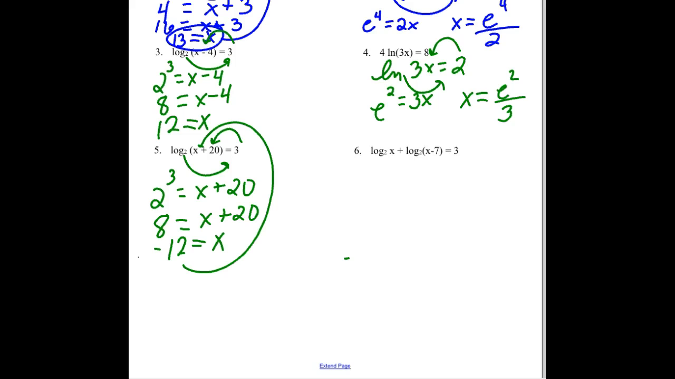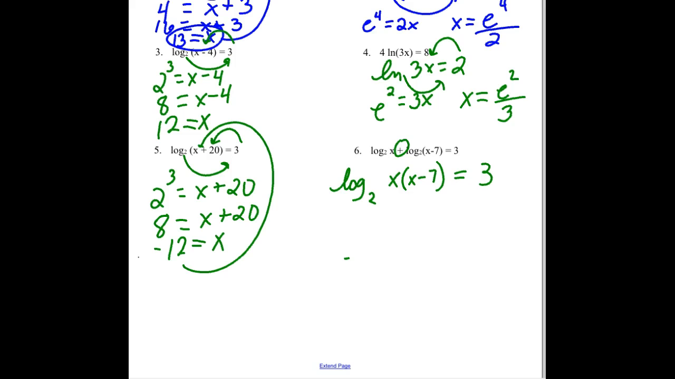Could we condense this? Remember how we expanded and condensed log expressions? If we had a log plus a log, it condensed into what? Okay, so let's write this as the log base 2 of the product, x times x minus 7. And then it's similar to what we've just done.